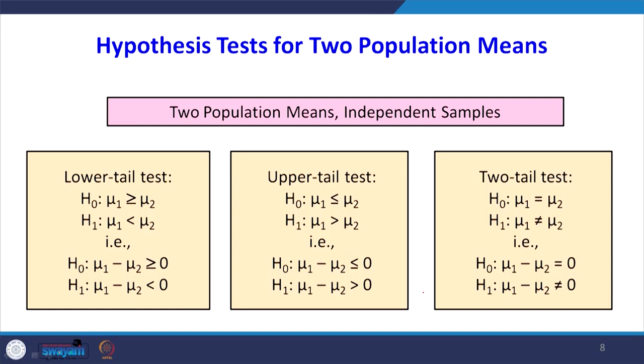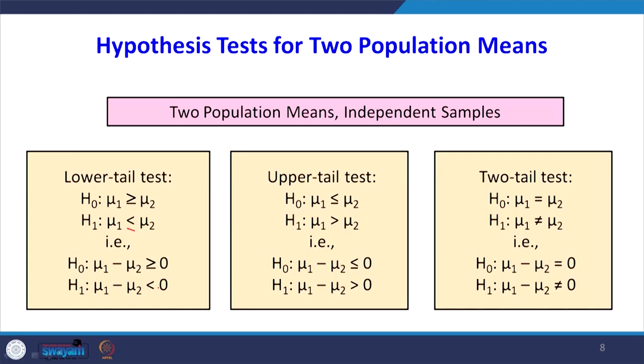When both the sigmas are known to us, there are different types of tests possible. It may be a lower tail test. How are we saying lower tail? See the left one. The null hypothesis is mu 1 greater than or equal to mu 2, and the alternative hypothesis is mu 1 less than mu 2. So, this will be a left tail test. Otherwise, you can bring this mu 2 to the left side, so it will be mu 1 minus mu 2 greater than or equal to 0. The alternative hypothesis is mu 1 minus mu 2 less than 0.